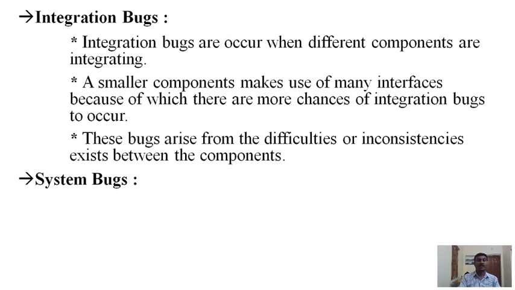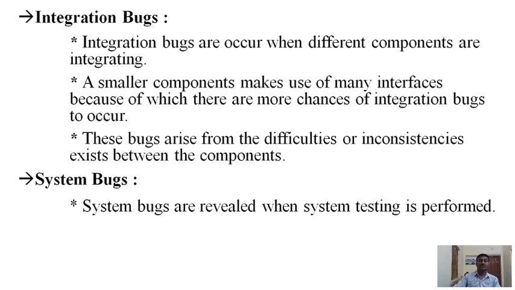Then if you come to the next one, system bugs. System bugs are revealed when system testing is performed. Whenever the system is tested, we can find system bugs. Here, system means nothing but the total project. If you test the total project, then there is a chance to get system bugs.